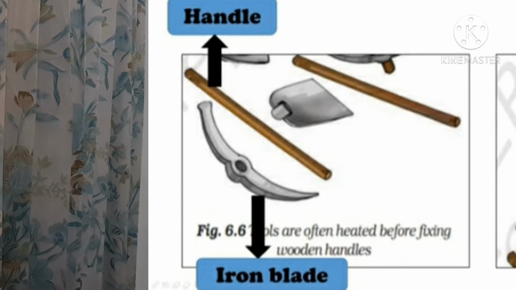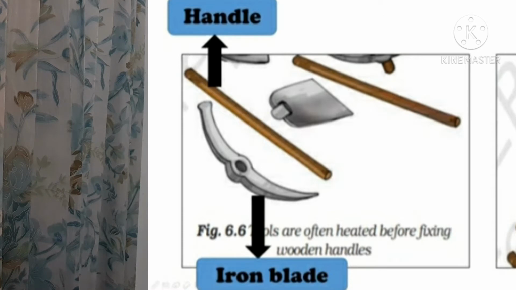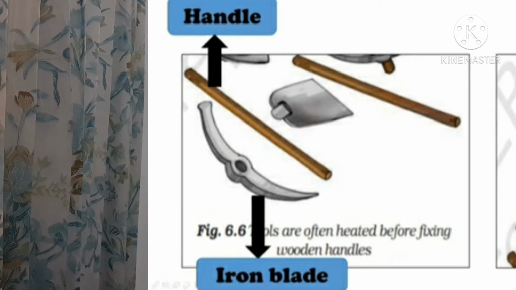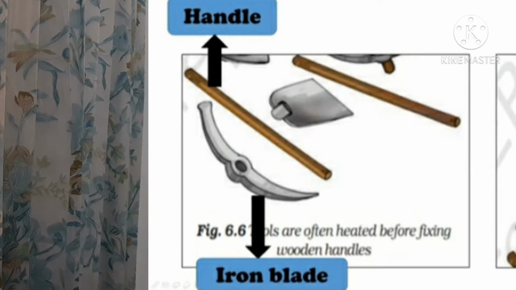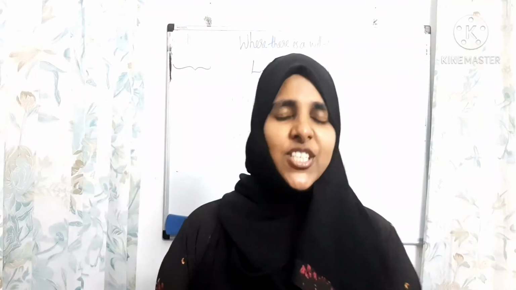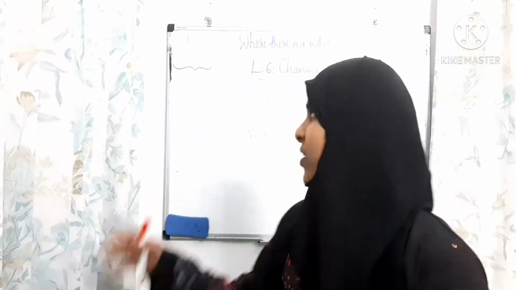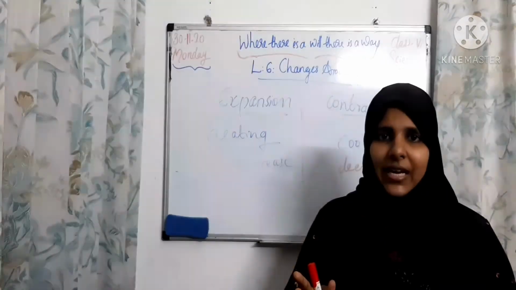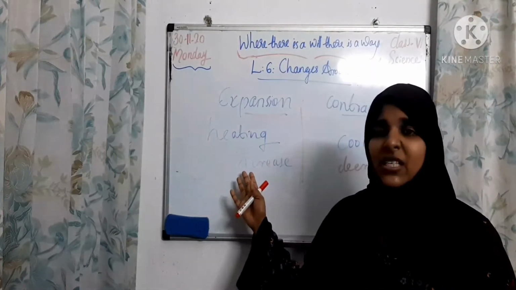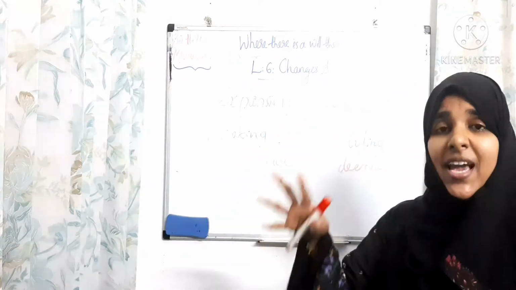And when the ring cools down, what will happen? If it is cooled down, it contracts and fits tightly onto the handle. Look at the picture correctly. This is how the iron blade is fixed with a wooden handle. Understand? Okay, students, now you understood about expansion and contraction. Expansion happens when it is on heating, but contraction when it is on cooling, right? When it expands, its size will increase, but when it contracts, the object's size will decrease.